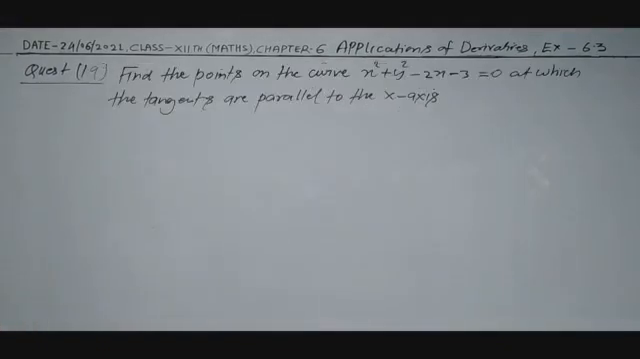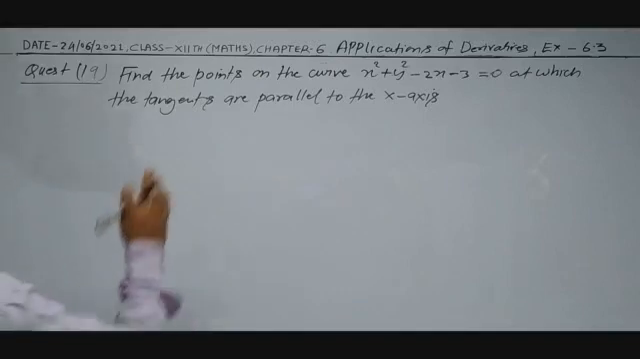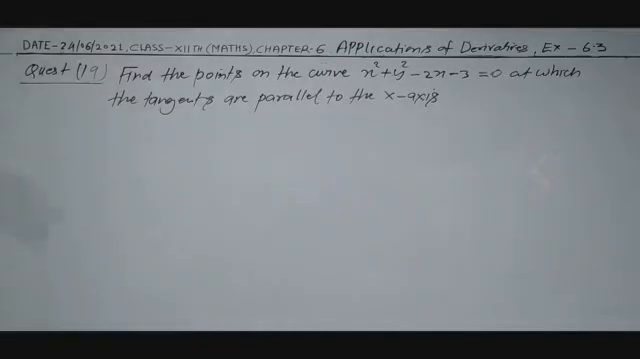Question number 19 is: find the points on the curve x square plus y square minus 2x minus 3 is equal to 0, at which the tangents are parallel to x axis. We have to find out the points where the tangent is parallel to x axis. So the solution is here.